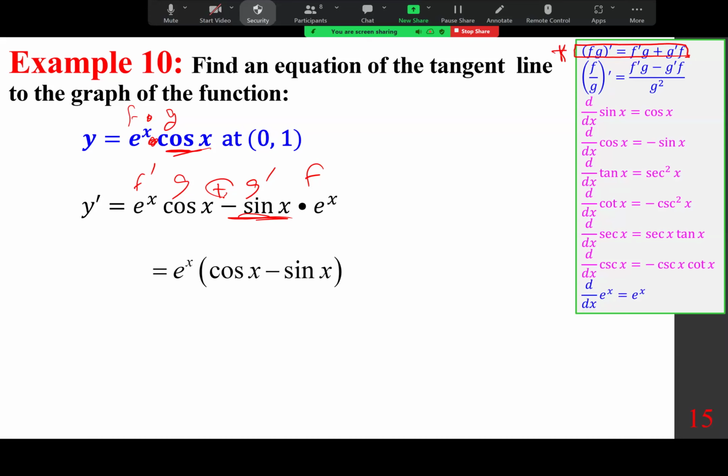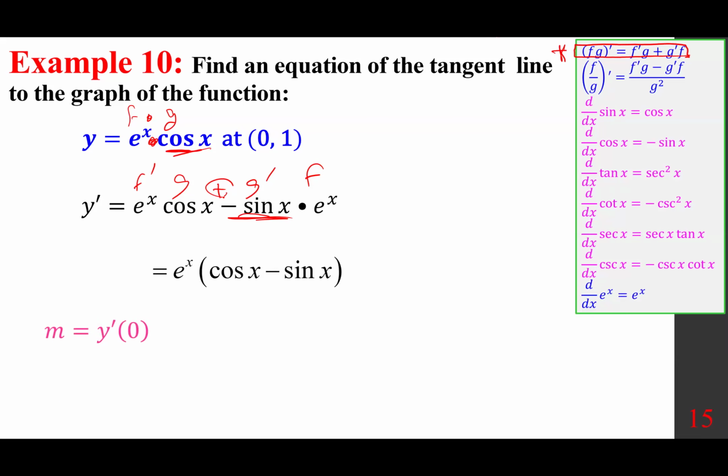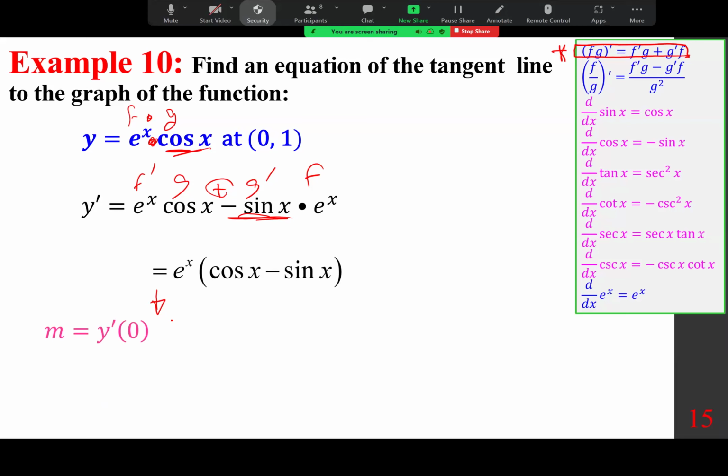And in order to find the slope, we are going to plug in the x coordinate, which is 0. And that means we get e to the power of 0 times cosine of 0 minus sine of 0. So e to the power of 0 is 1, cosine of 0 is 1, sine of 0 is 0, the answer is 1, and so m equals 1.